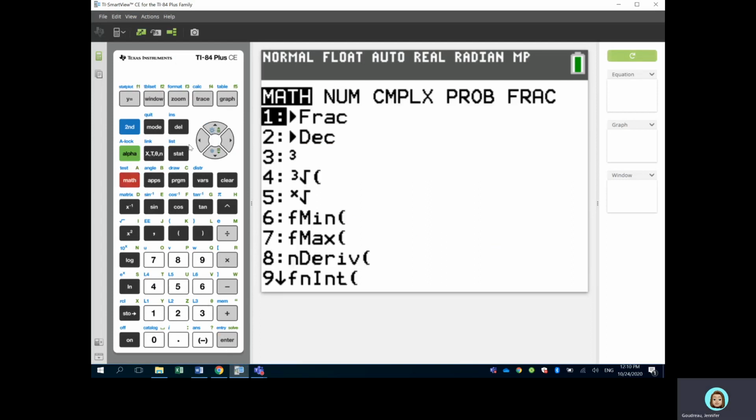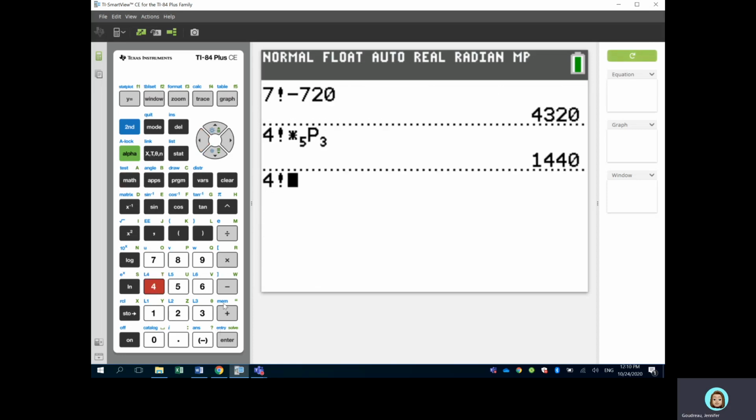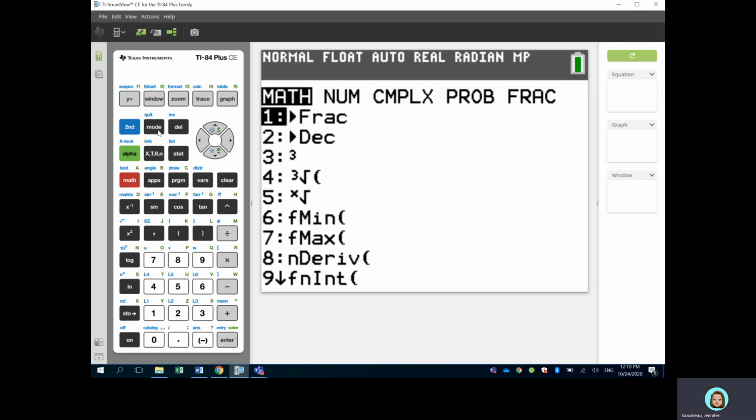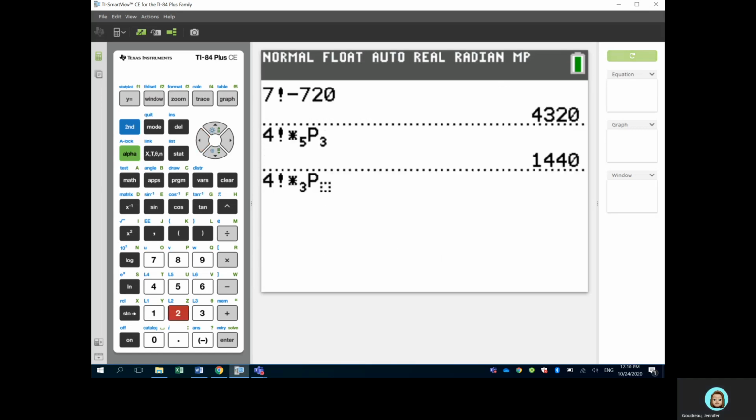4, math, go to probability, number 4, times 3, math, go across to probability, and we would just need 3 factorial. Well, we know what it is. 4 factorial is 24, 3 factorial is 6, and we get 144 items there.